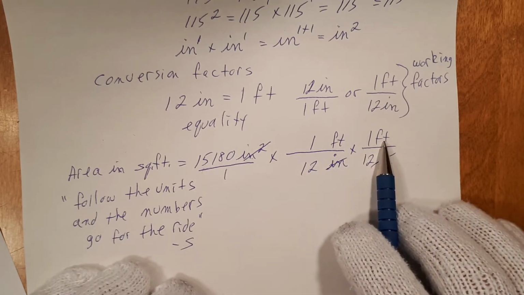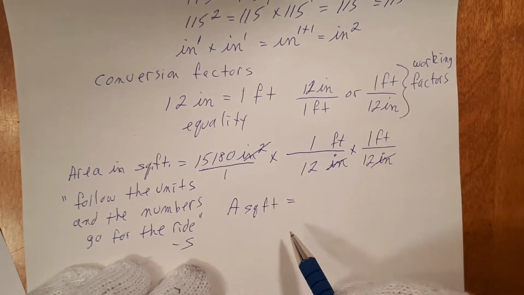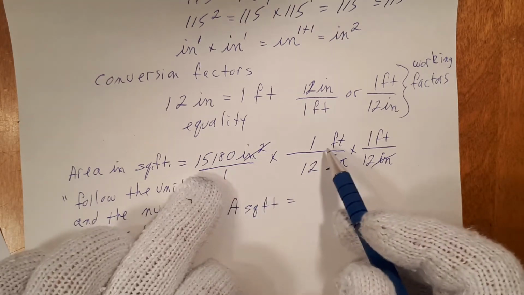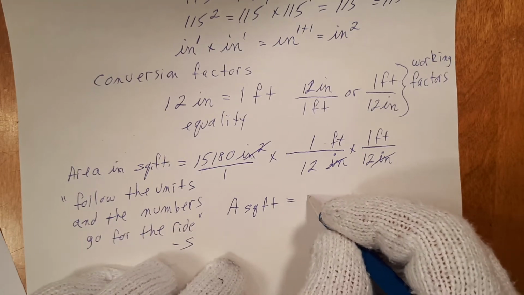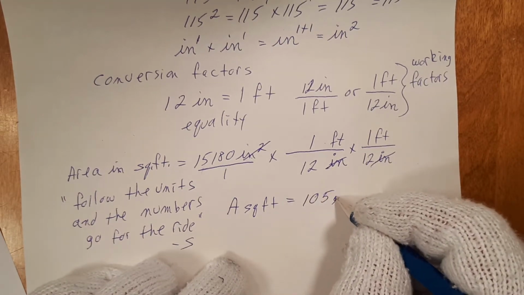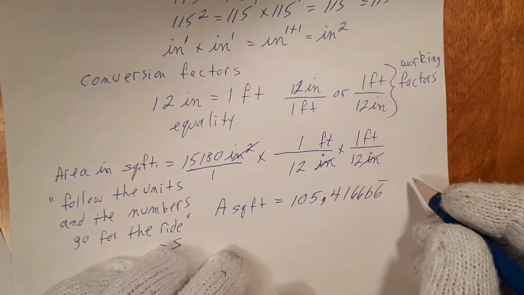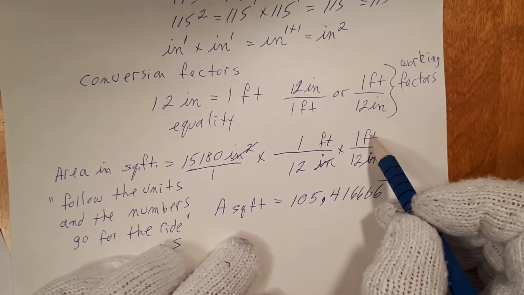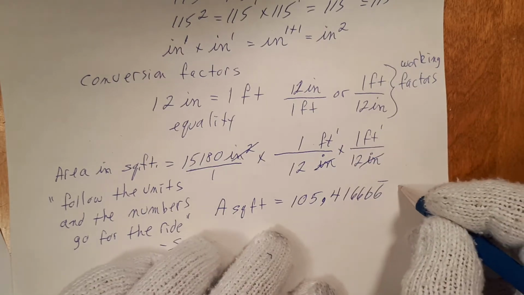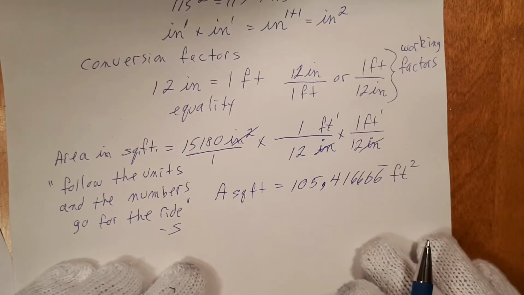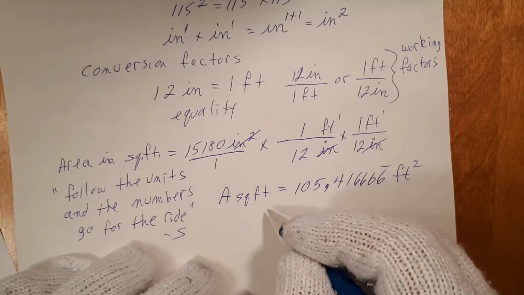Doing the multiplication now. Area in square feet is equal to 15,180 times 1 times 1 divided by 12 divided by 12 gives me the number of 105.416666 repeated. And the units will be feet times feet, same as before, feet to the power of 1, feet to the power of 1. Add the exponents, becomes 105 square feet. Now we need to reduce this to proper significant figures.